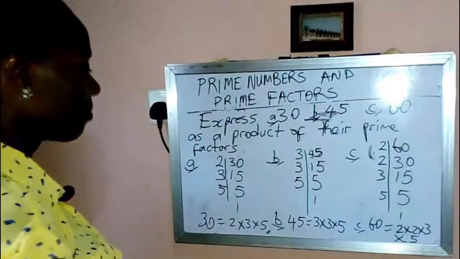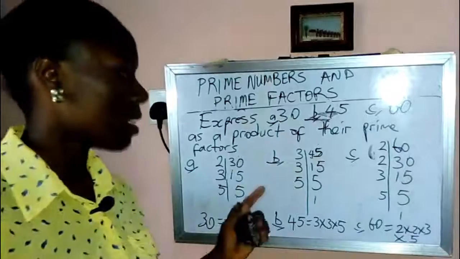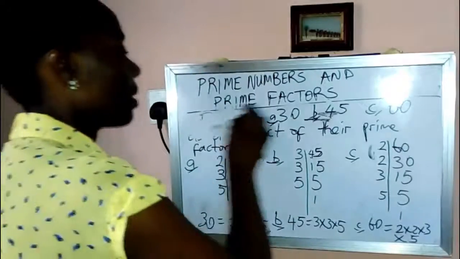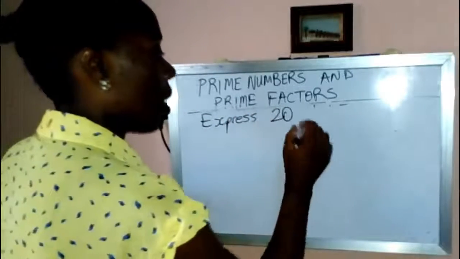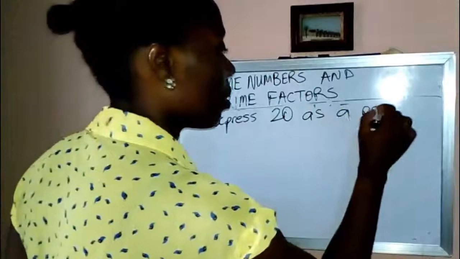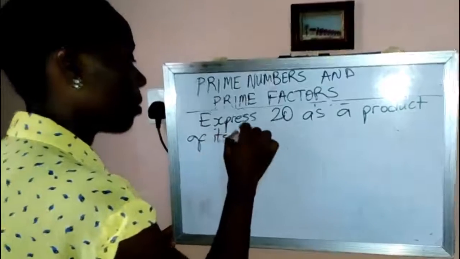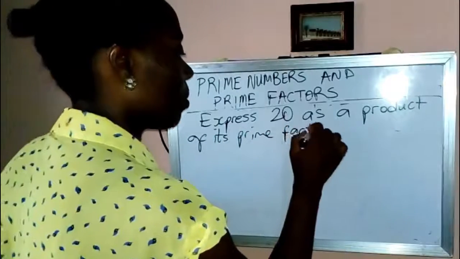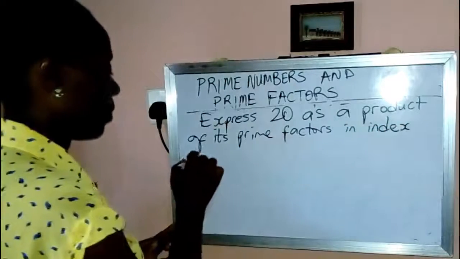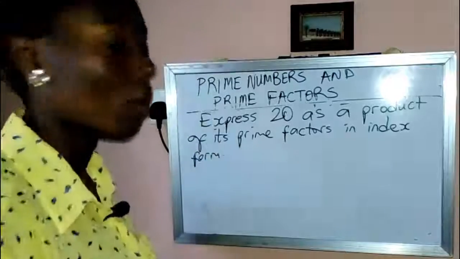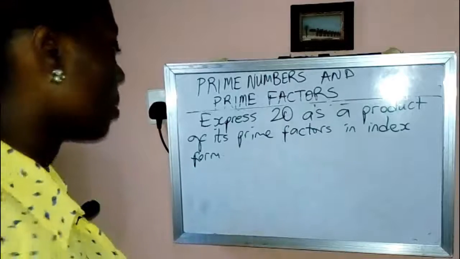Alright? Now, what if the question comes in this form and you are told to express 20? Let's use our first number, which is 20. Express 20 as a product of its prime factors in index form. In index form. What's the meaning of index? Index simply means powers.